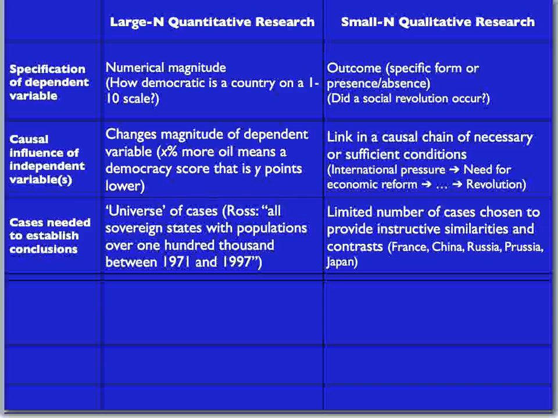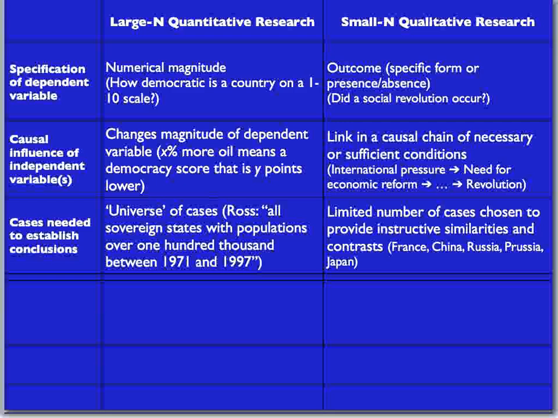Causal influence. How is the causal influence of the independent variables assumed to be exercised? In a large-N study, a change in the magnitude of the independent variable changes the magnitude of the dependent variable. So that's how the causal effect manifests itself. In small-N research, causes are thought of more like the Rube Goldberg device from the music video last week, where there's a set of causal steps and they add up to an outcome. So the influence of the independent variables is conceived of differently.